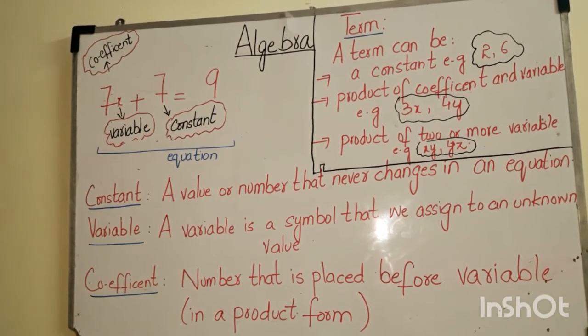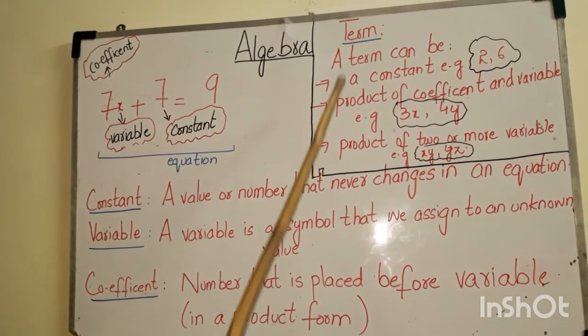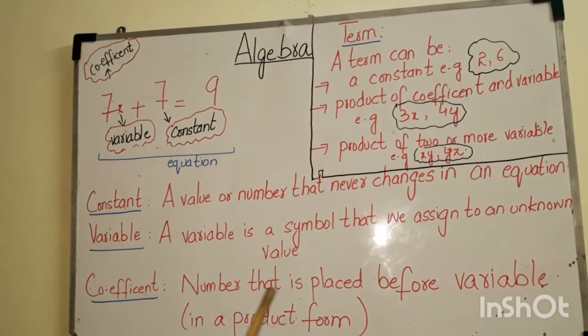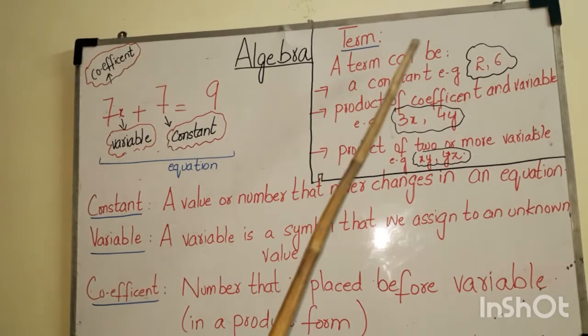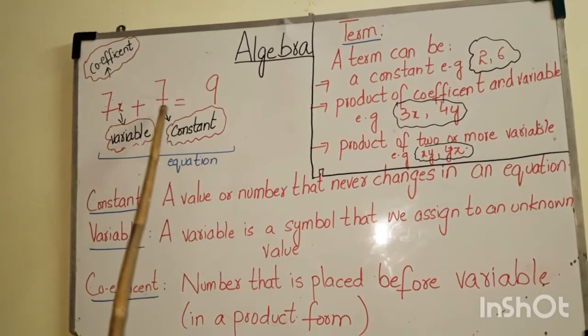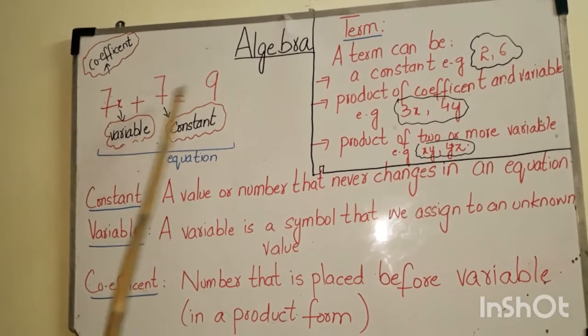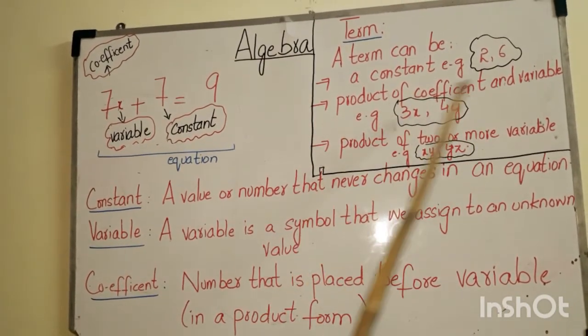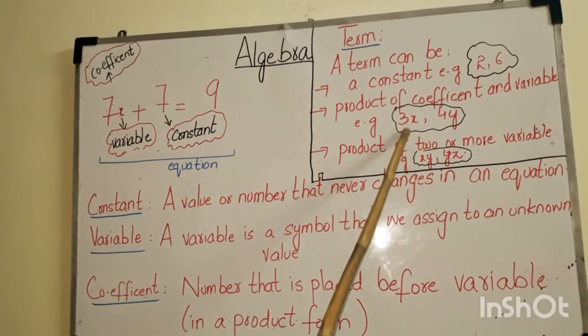Moving toward the very next and very important concept, that is the term. You need to understand that I have written 3 parts. A term can be either a constant. A constant can also be called a term in algebra. Second, the product of a coefficient and a variable. Look at this, I have written here 3x.